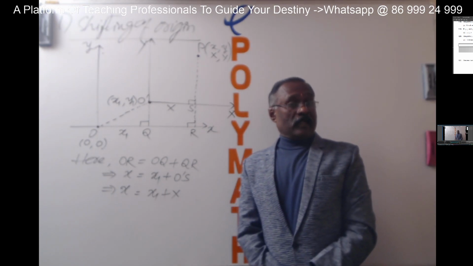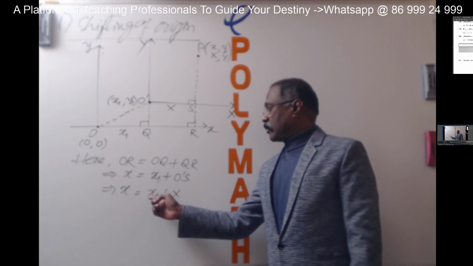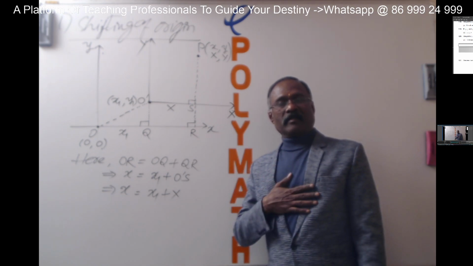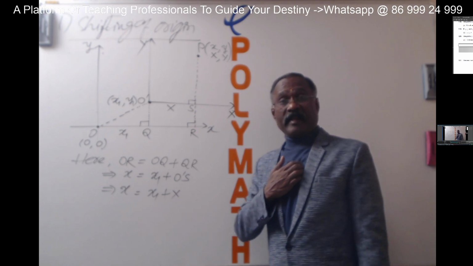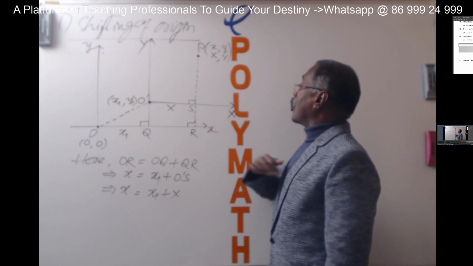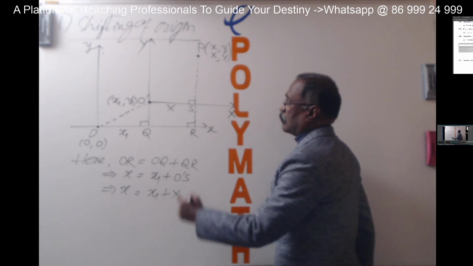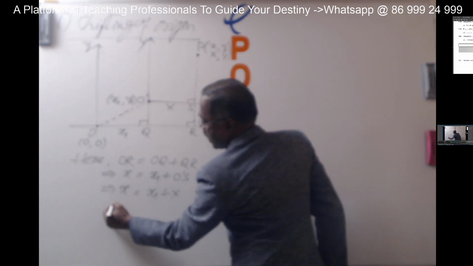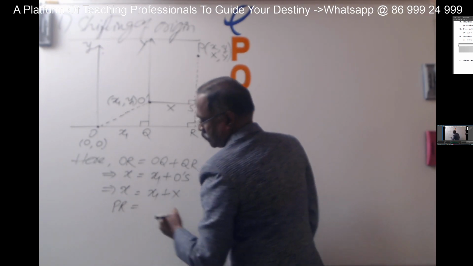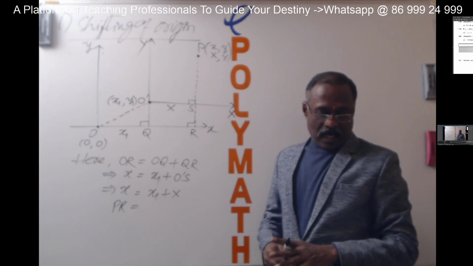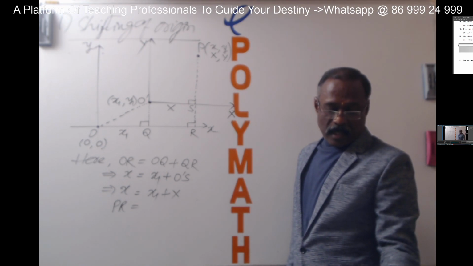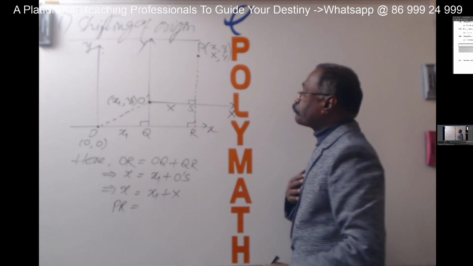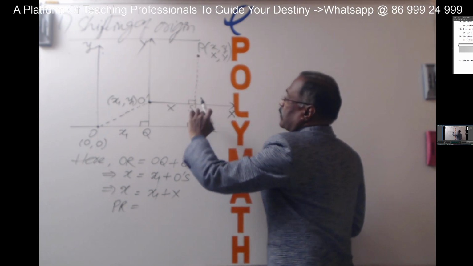So you got a relation now. Small x is equal to capital X plus x1. Now let me take the y coordinate. Y coordinate is nothing but, come on, tell me that, PR. PR is nothing but, PR can be split as PS plus SR.